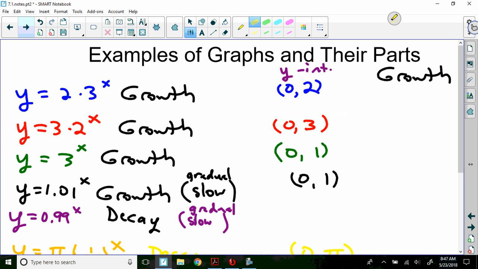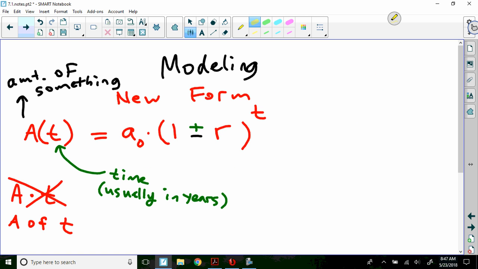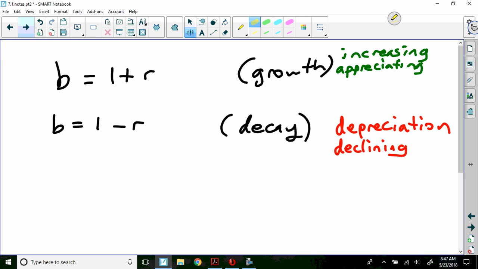We looked at examples of the graph. We saw if there's growth or decay. We saw the y-intercept. We made conclusions. And we talked about Ashton Kutcher. We said this has nothing to do with Ashton Kutcher and Tyra Banks. But we did look at this form of the equation, and we'll come back to that. And then we talked about the b value equaling 1 plus r in the case of growth, or 1 minus r in the case of decay.